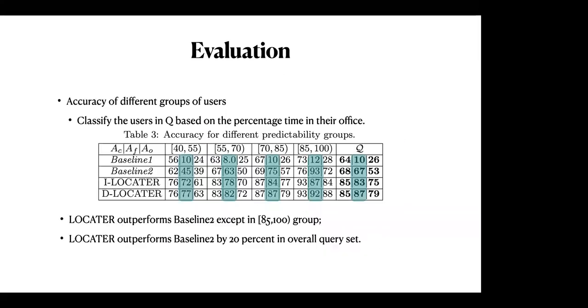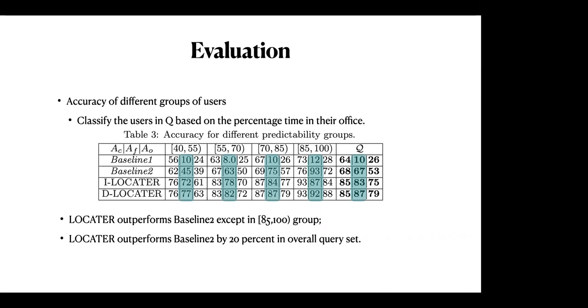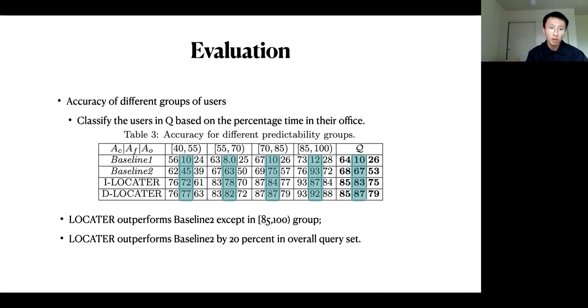In the previous graph, why is it the case that locator does not outperform baseline 2 in the 85 to 100 group? Because baseline 2 will always select the office room as the room prediction. The users in this group will always spend 85 to 100% of their time in their office, so the accuracy of baseline 2 in this group is very high. That's why. I see. Yeah.